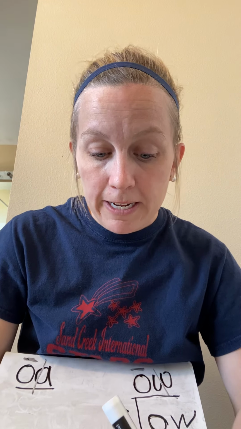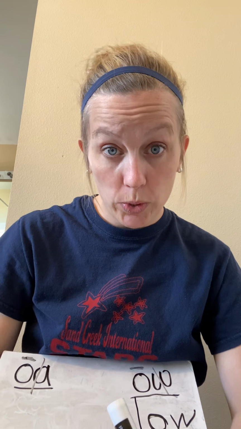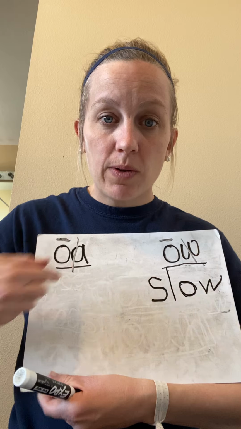All right, your next one. Move your sound chips back up. The next one we're going to break apart is the word toad. T-O-D. Now, touch the sound that made the O sound. Which chip made the O sound? T-O-D. Was it at the beginning, middle, or end? Middle. And if the O sound's in the middle, which one do we use? O-A. Let's build it.